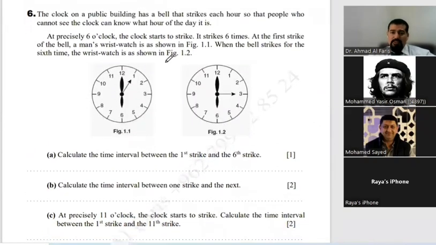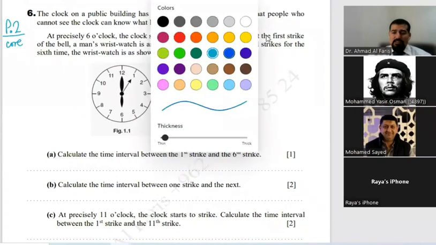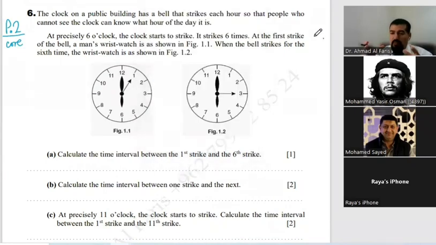Let's move on to question number 6. This question is from paper 2, the core in the old syllabus. That means we are talking about core for Cambridge. I use this question to understand the meaning of time interval, because a lot of students don't understand and realize what time interval means. Look here at the question.